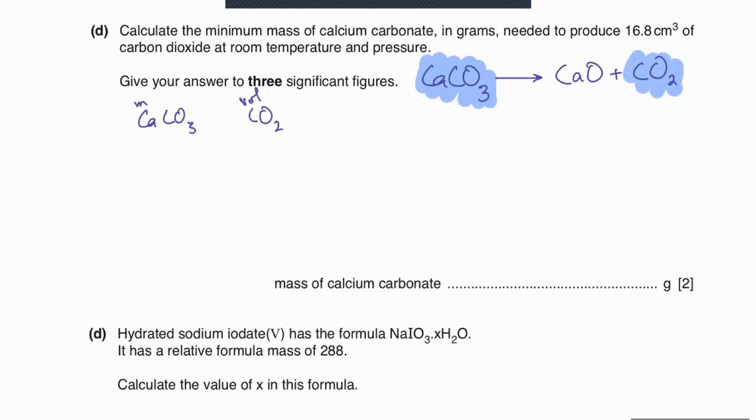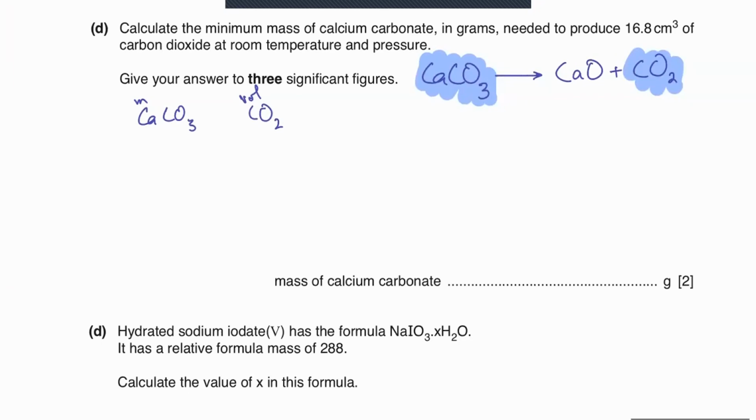So step 1, write the values of 1 mole. So 1 mole of calcium carbonate, it is the MR. Calcium carbonate का MR, if you calculate it, it is 40 for calcium, 12 for carbon, and 3 multiplied by 16 for oxygen. So 100 बन जाएगा. And volume of 1 mole of carbon dioxide is 24 dm cube.